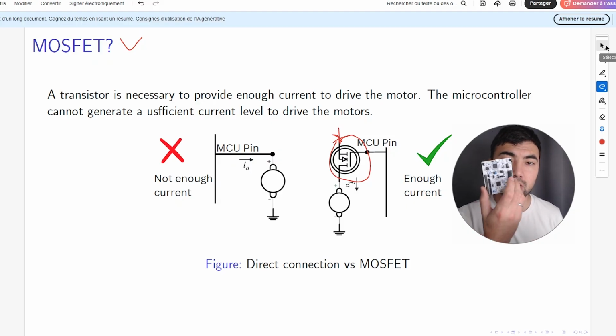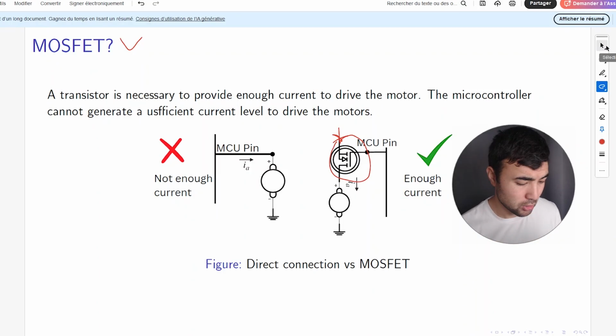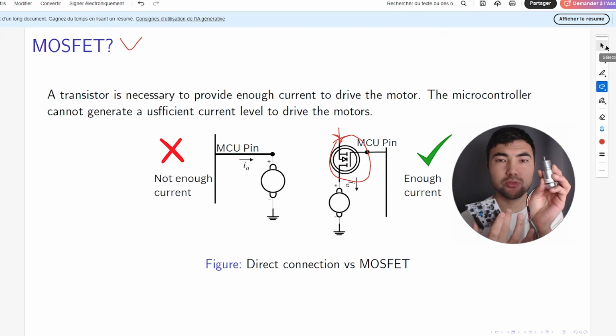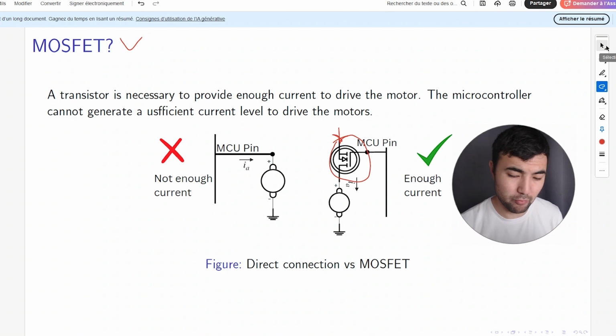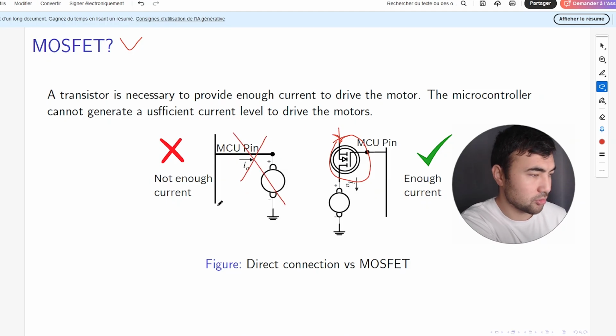But when we use the microcontroller, each pin can provide maybe 20-30 milliamps, very limited. So we cannot directly connect our motor to the microcontroller. Okay, that's the first problem. And to solve this problem, we use MOSFETs, or in general, transistors. So the first case, when we have the microcontroller pin, we cannot run the motor because we have limited current, but we can use the MOSFET.